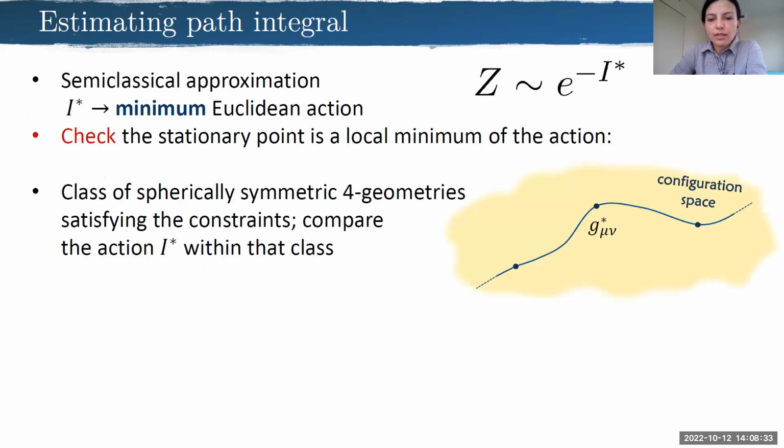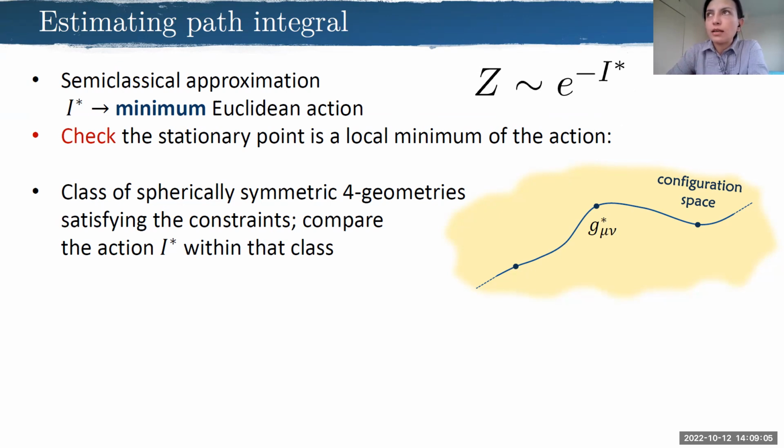So now we have these stationary points, but we also have off-shell configurations, the non-stationary points. And when we are going to estimate the path integral, we have to check that the action that we choose in order to approximate the path integral has to be the minimum Euclidean action. So if we are picking a stationary point as an approximation for the path integral, it has to be a local minimum of the action.